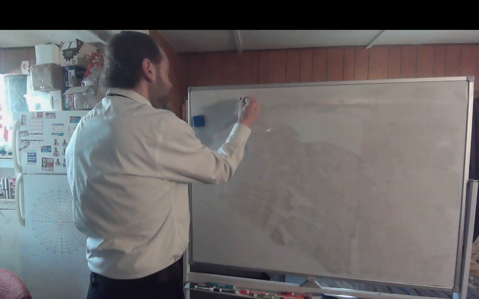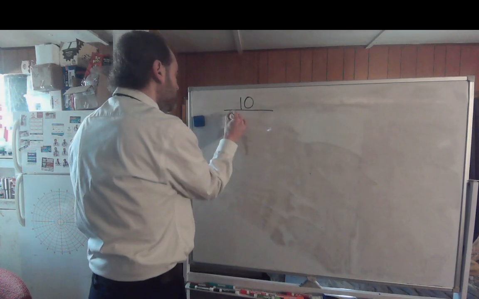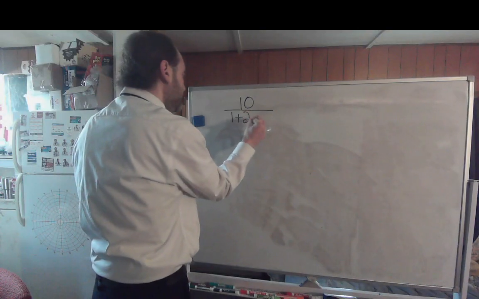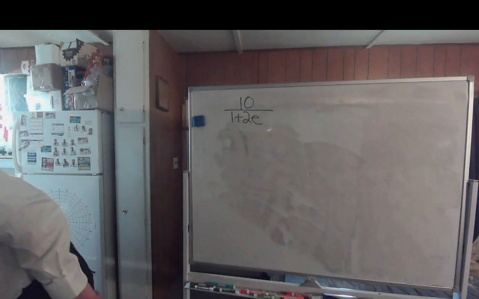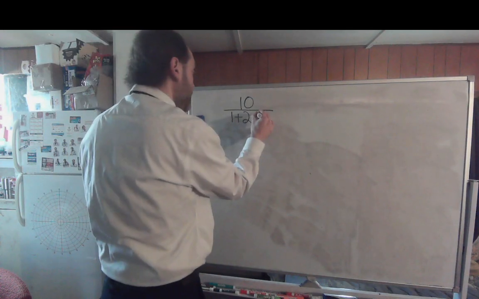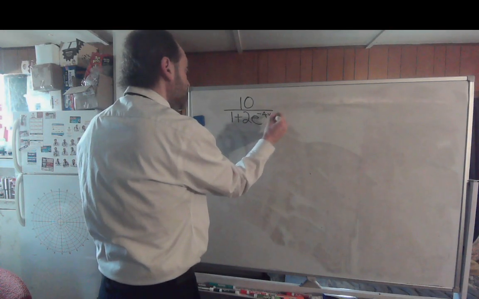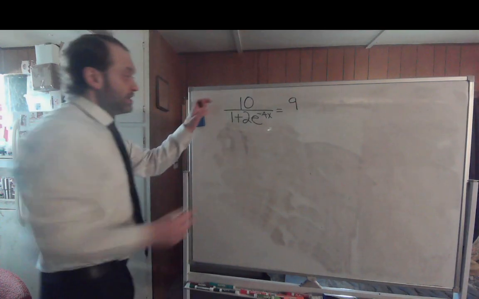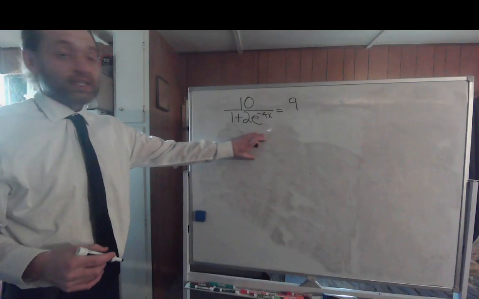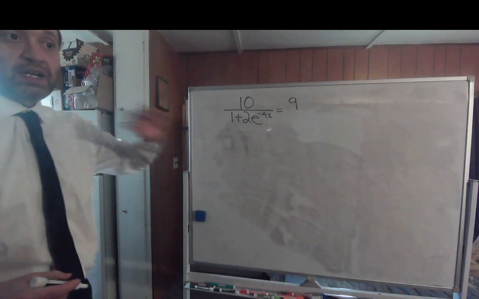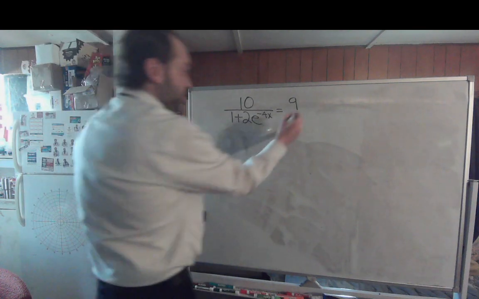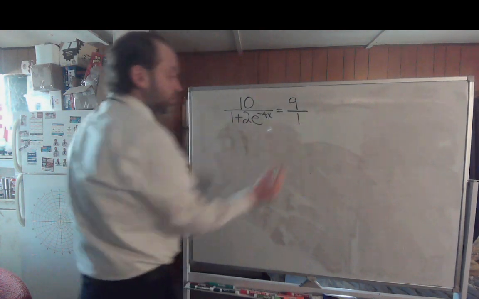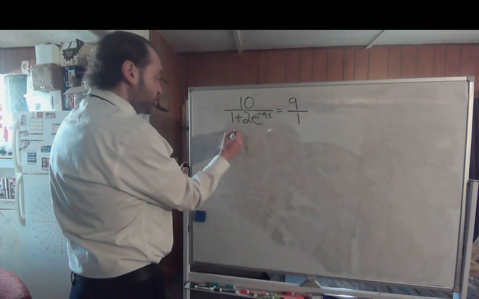We have 10 all over 1 plus 2e to the negative 4x equals 9. Think of this as a proportion again. On the right side, you have 9 over 1. So now you just cross multiply.